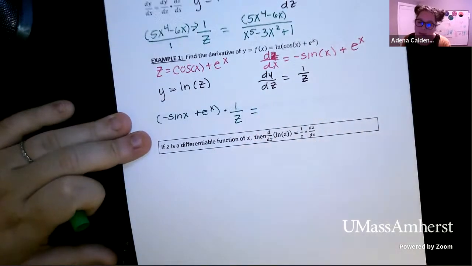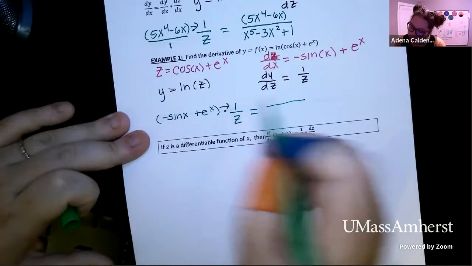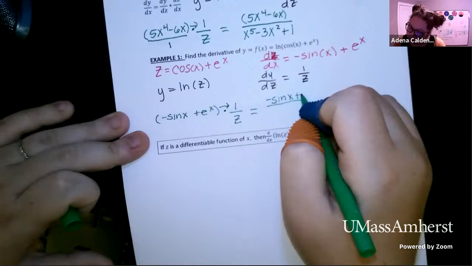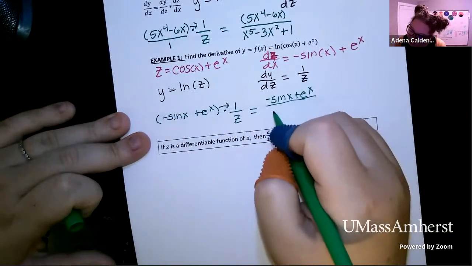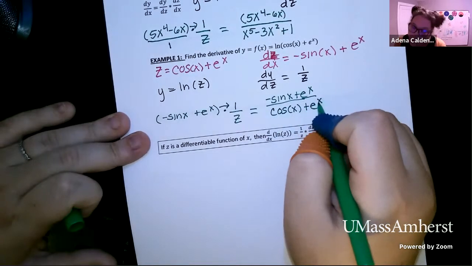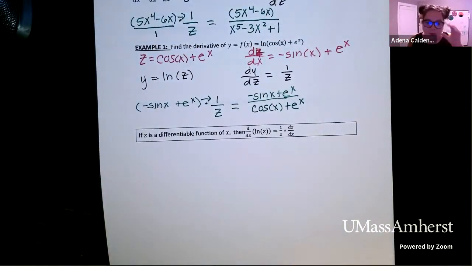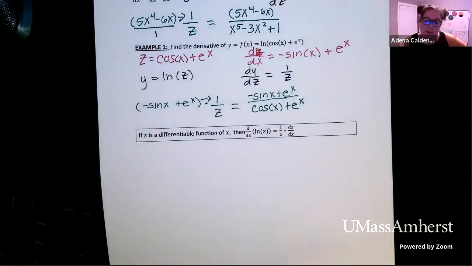And again, I don't want a z in my final answer. And I'm also going to multiply this into the numerator. So I have negative sine x plus e to the x divided by, and I have to substitute back in for z, cosine x plus e to the x, okay? So that's what the z substitution looks like. Again, the process is the same as the other types. It's just what you end up with for derivatives that changes.